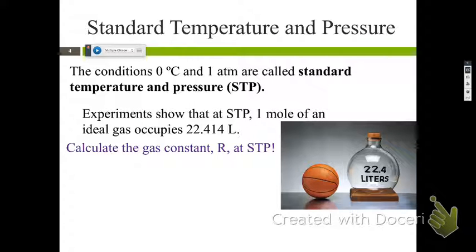So I want you guys to go ahead and calculate R at standard temperature and pressure. I'll give you 1 minute. Calculate it. Use the information you have here to calculate what R is. I'll give you a hint. Use the ideal gas law. Write out the ideal gas law if you're not sure where to go. Look at what you know and what you don't know. And R is not your known right now.